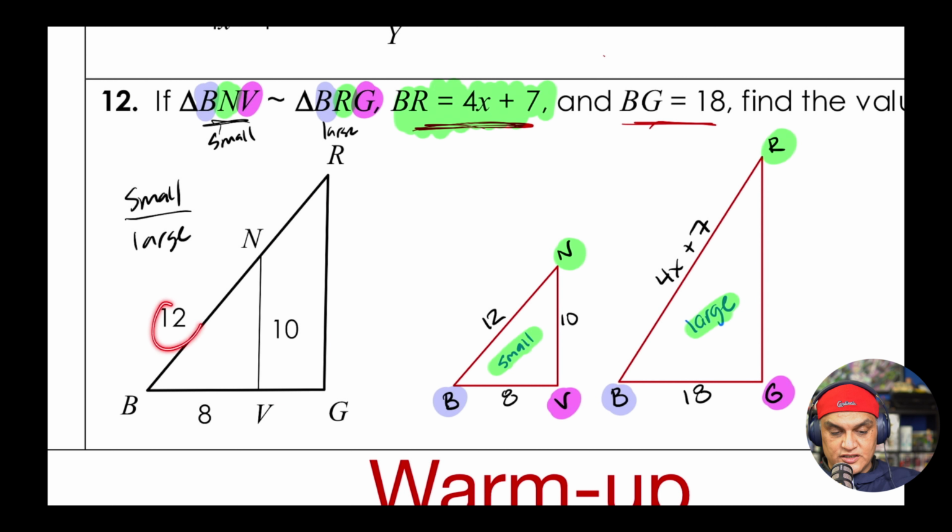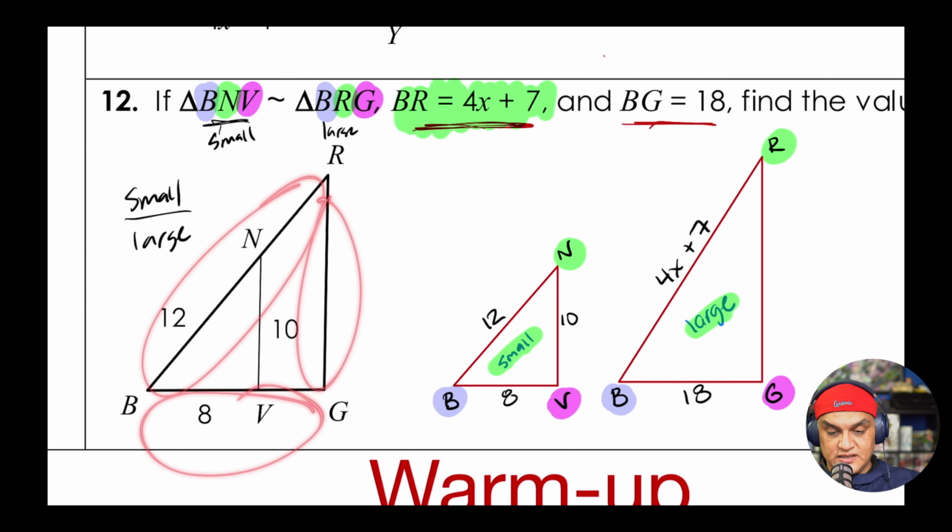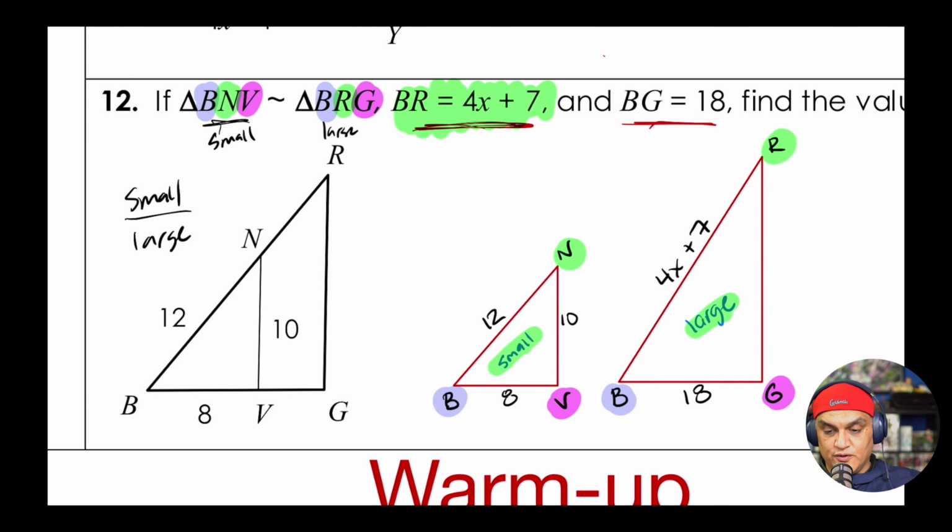The small one has 12, 10, and 8 as sides, so that's why I wrote them here. The large one didn't have any labels on the sides, but if you look here, BR is 4x plus 7, and BG is 18, so I labeled them.